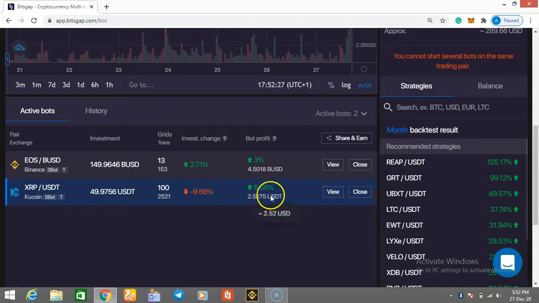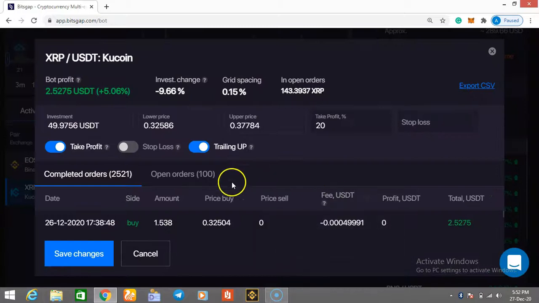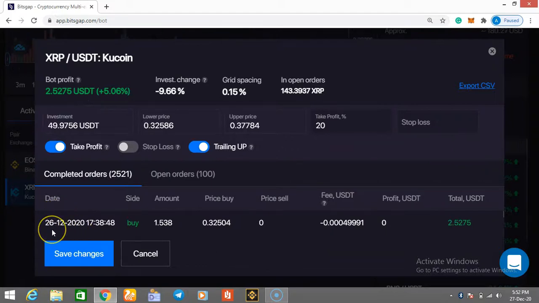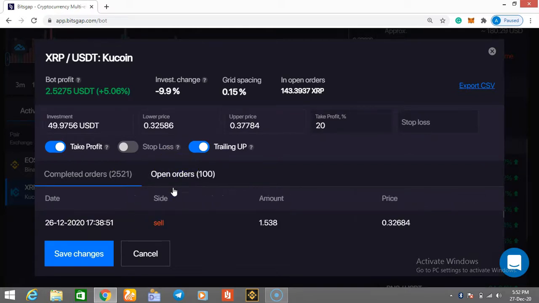So I'm going to show you something on this Ripple. I'm going to try and view this. This is the setup on Ripple on Kucoin. If you look at this, today is 27th of the month, and trading stopped at 26. So it means that there has been no trade today, and there are 100 open orders right now that are yet to be activated.